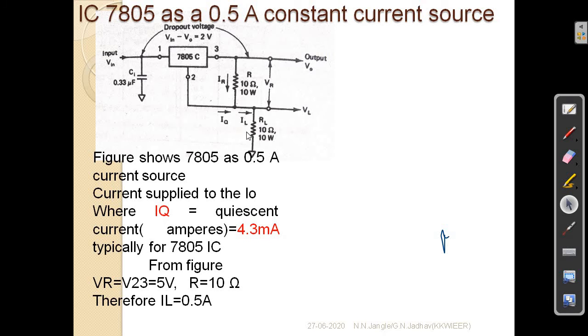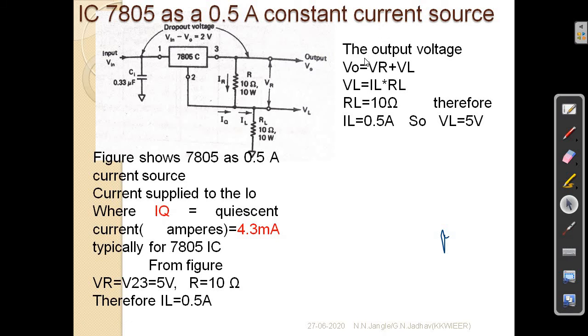Now we are getting here 0.5 ampere current, but how much input voltage is required to get the 0.5 ampere at this load resistance? That we have to see. The output voltage V0 is equal to VR plus VL. This is the total output voltage. What is VL? VL is equal to IL into RL. What is the RL value? It is 10 ohm. What is IL? We have calculated here 0.5 ampere. So what is the voltage across the load? The voltage across the load is 5 volts, because VL is equal to IL into RL.